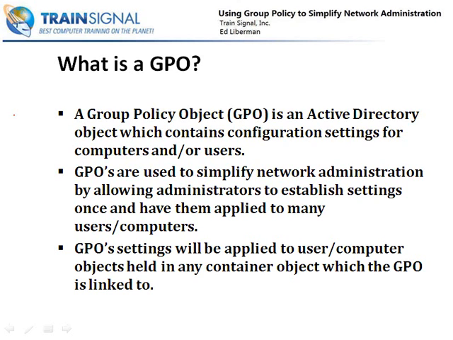Now, a GPO is an Active Directory object which contains configuration settings for computers and/or users. When we get into actually looking at one of these objects, you'll see the breakdown about where certain things control computers and certain things control users. GPOs are used to simplify network administration, which is the title of this video, by allowing administrators to establish settings once. So as an administrator, you just go in and set the settings once, and then those settings will be applied to many users and computers again and again and again.